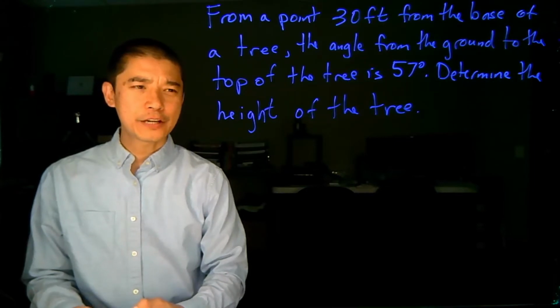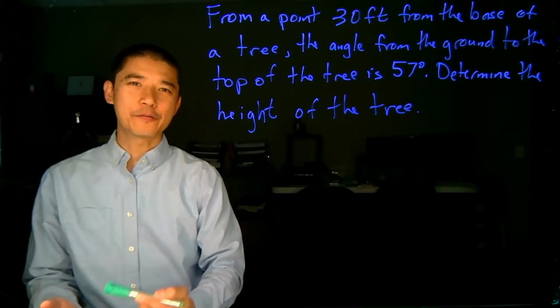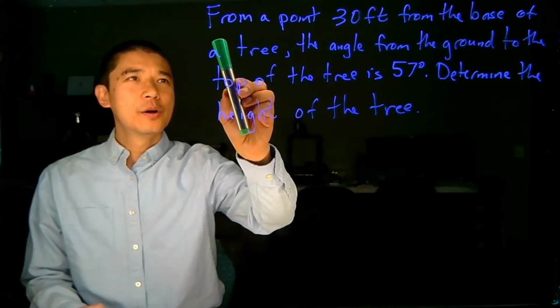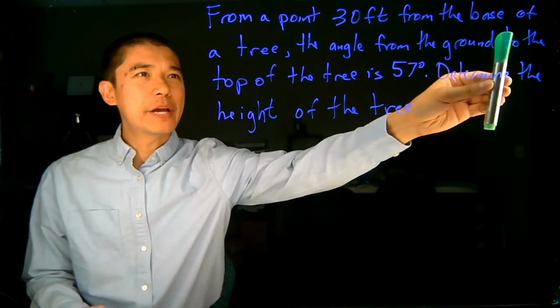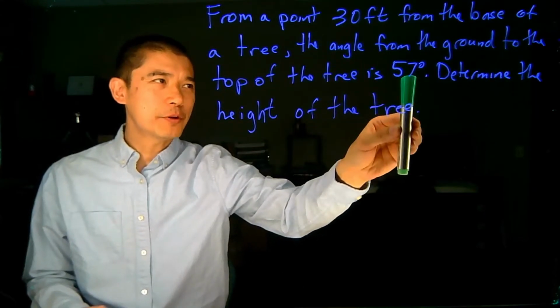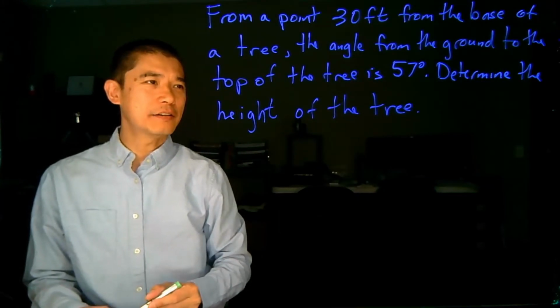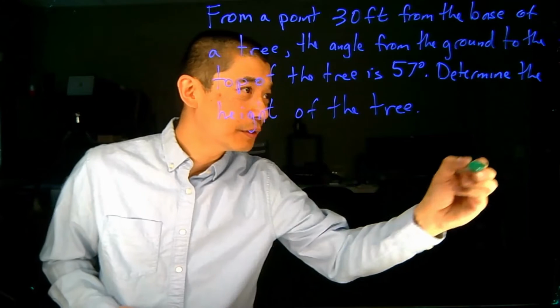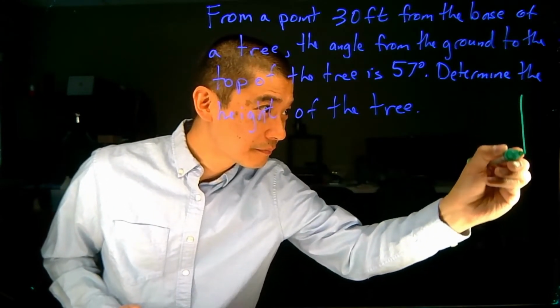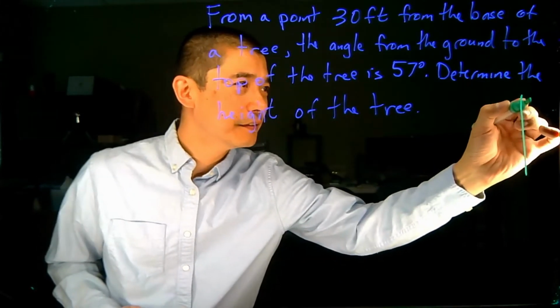Here's a typical sounding word problem involving solving parts of a triangle. From a point 30 feet from the base of a tree, the angle from the ground to the top of the tree is 57 degrees. Determine the height of the tree. All right, so what's going on? Well, let's draw a little diagram. There's our tree.